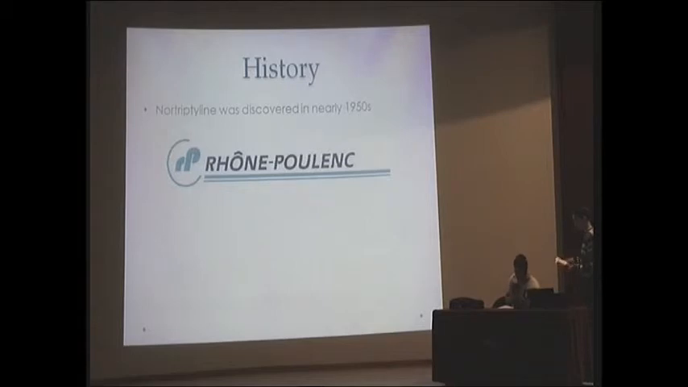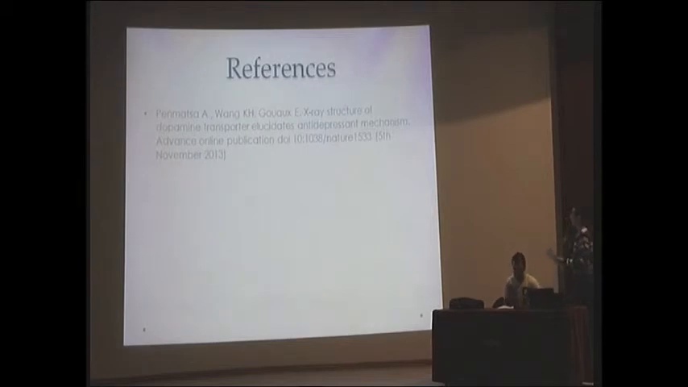Nortriptyline was discovered in the early 1950s by a group of scientists. Its psychiatric effects were first noticed in a hospital in Paris in 1952. Today, scientists are still investigating nortriptyline. This is a great article that explains the mechanism of action in an X-ray structure view of dopamine. It is the most recent article about nortriptyline, and they are still investigating this.